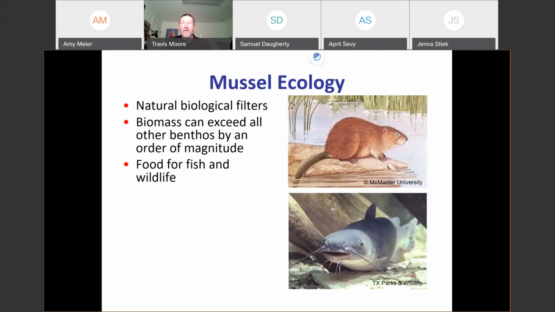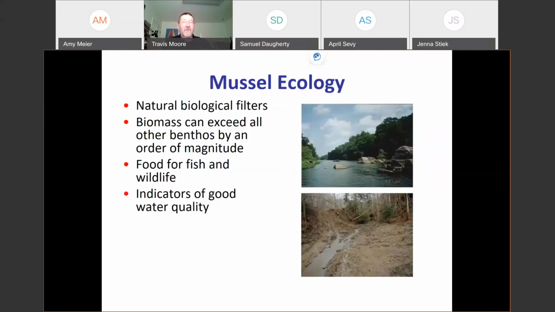Important food for a variety of different animals out there. For muskrats, they're vitally important. Muskrats are probably the number one predator on freshwater mussels. But there are also a couple of species of fish, like a blue catfish and freshwater drum, that prey on them too. And then they are indicators of good water quality. In many ways, they are our canary in the coal mine from an aquatic perspective, and they give us a pretty good indication about what's happening in those streams.